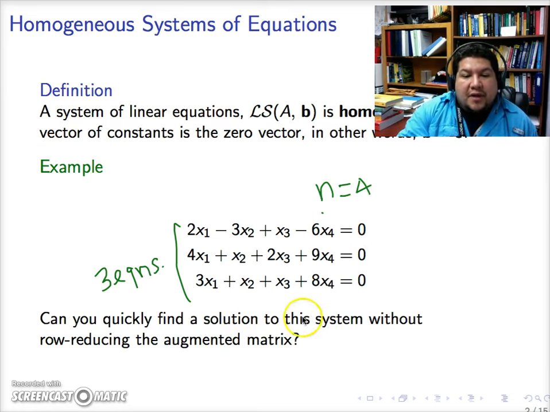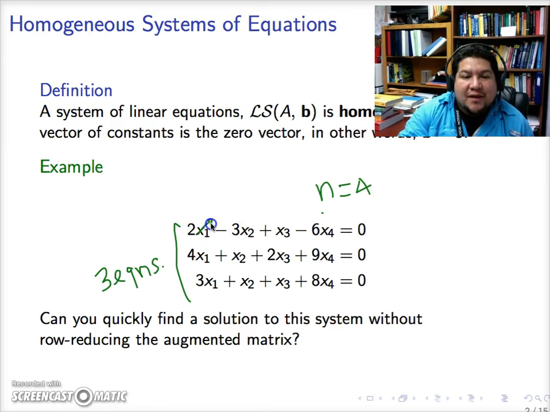But before we get involved in computations of reduced row echelon forms and stuff, look at this question. Can you quickly find a solution? Oh, quickly. Well, what does that mean? Okay, so by inspection, is it possible to come up with a solution for this system? And the answer is, well, maybe I shouldn't spoil it, but look at the first equation.